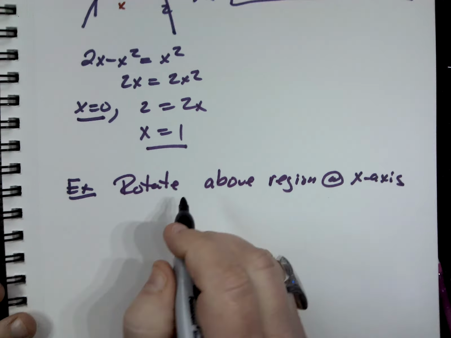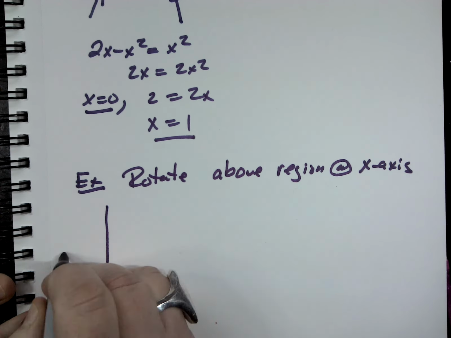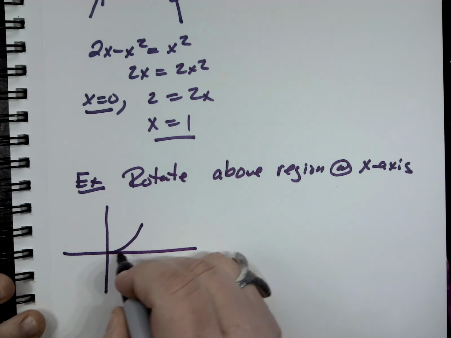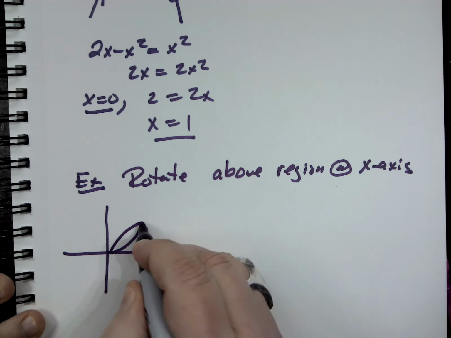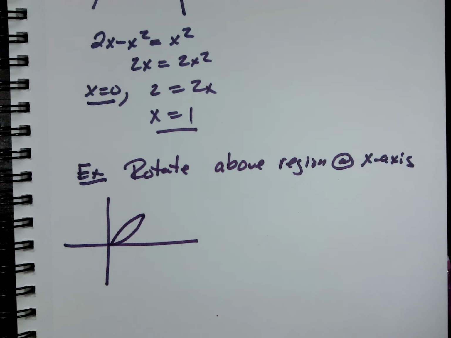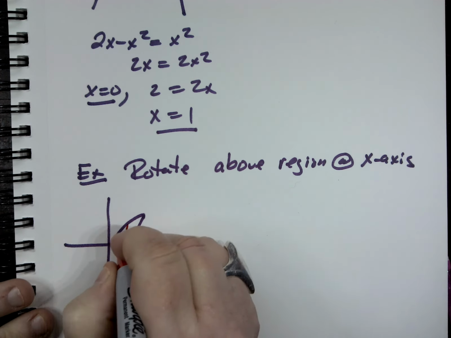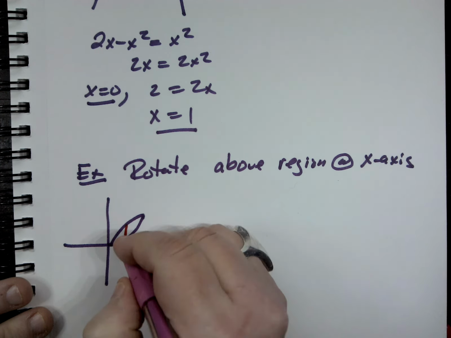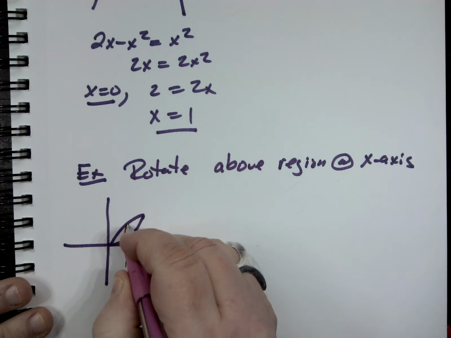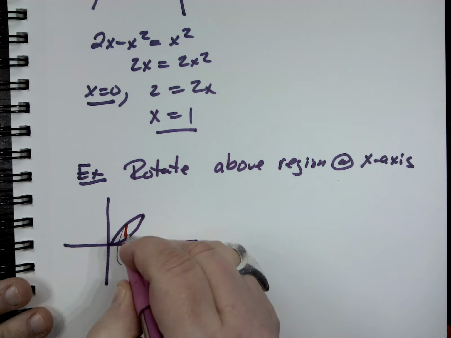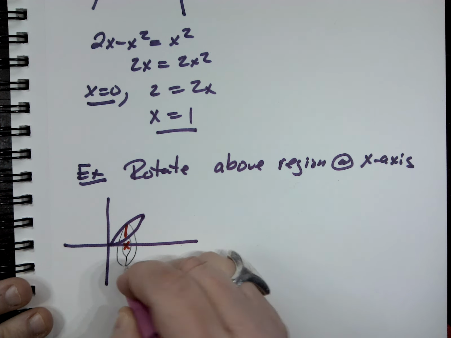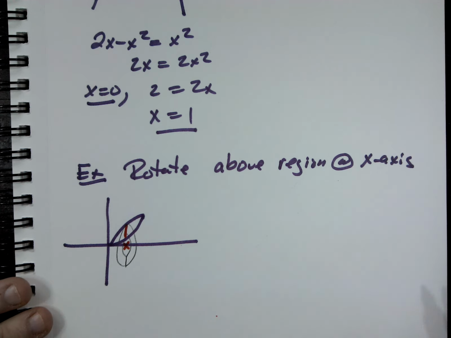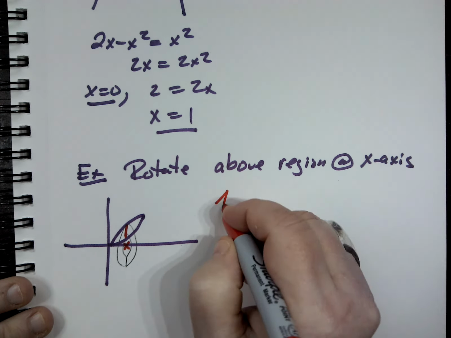So I'm going to draw it again. Something like that. I have my little generic x. When I rotate this thing about the x-axis, this red line becomes a disc, or a washer, whatever you want to call it. So what I want is the area of the washer.